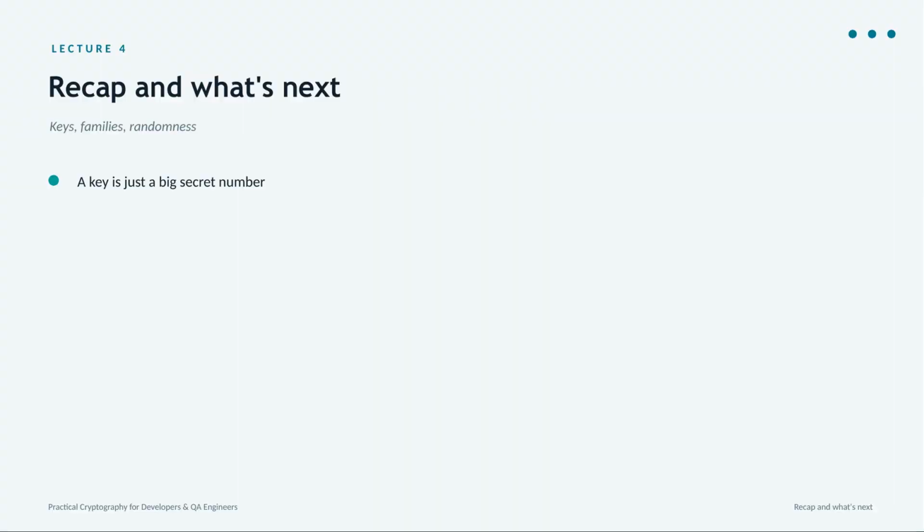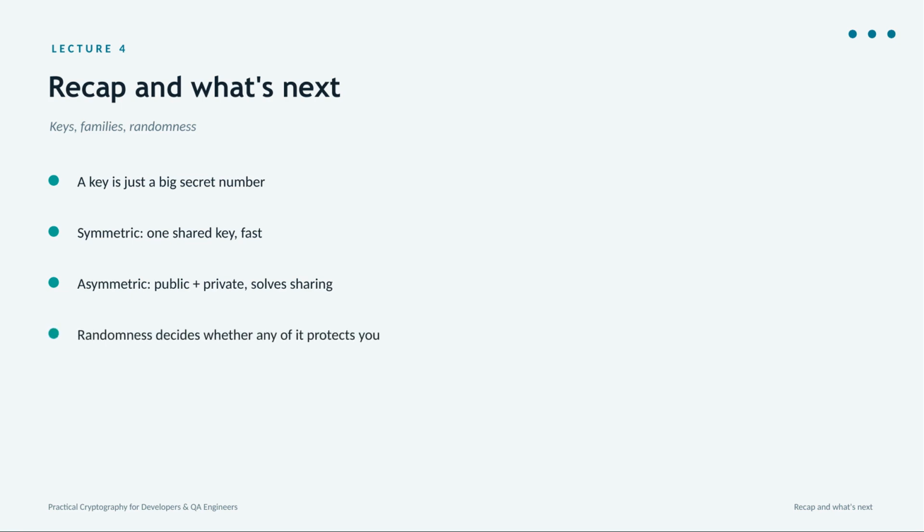So, quick recap. A key is just a big secret number. Symmetric uses one shared key and is fast, while asymmetric uses a public and private pair and solves the problem of sharing. Underneath it all is randomness. And randomness is the ingredient that decides whether any of it actually protects you. This is why weak generators and exposed secrets cause real breaches, even when the algorithms are flawless. Let's move on to the next lecture then, if you guys get this.